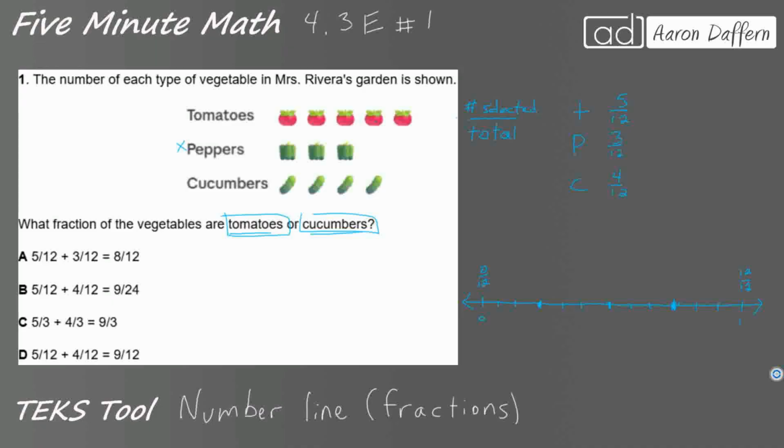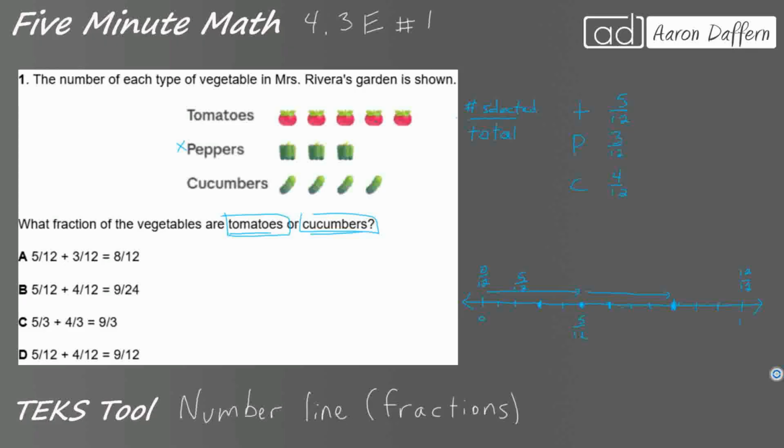And so we need tomatoes. Tomatoes is going to be all the way up to 1, 2, 3, 4, 5 right here. So I'm going to draw a little arrow. I'm going to say 5 twelfths. And then cucumbers is going to be an extra 4 twelfths. So I'm not going to start from 0. I'm going to start from my 5 twelfths. I'm going to go 1, 2, 3, 4. It's going to go right here.